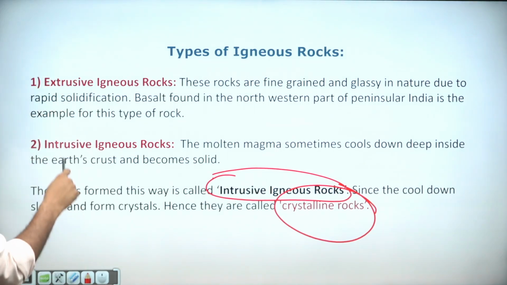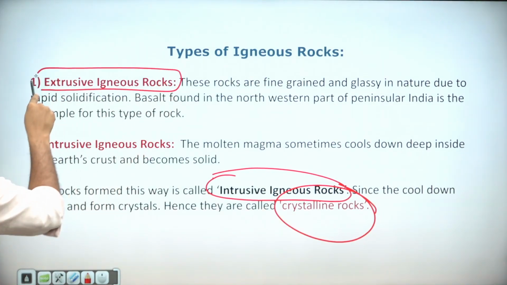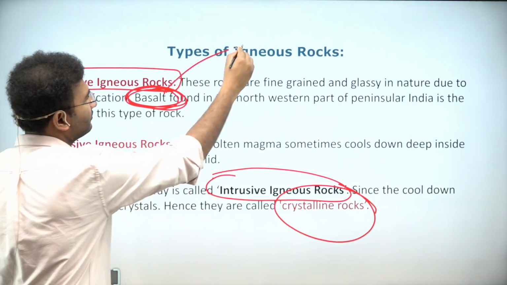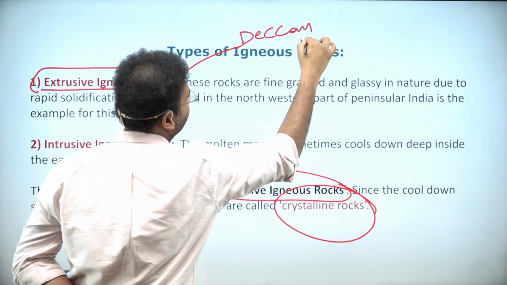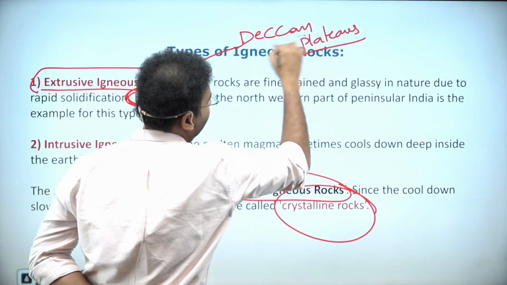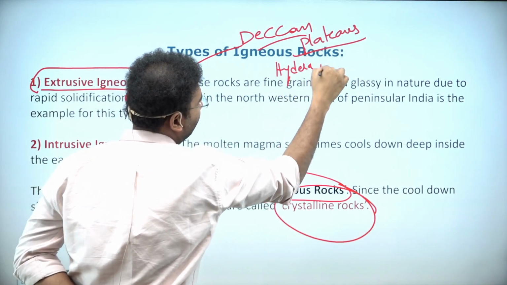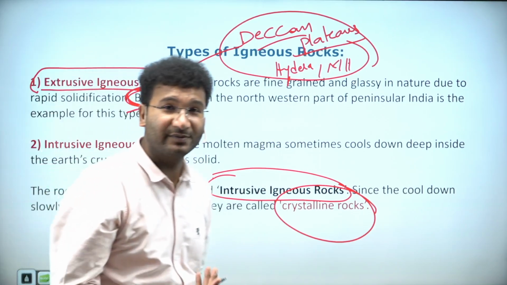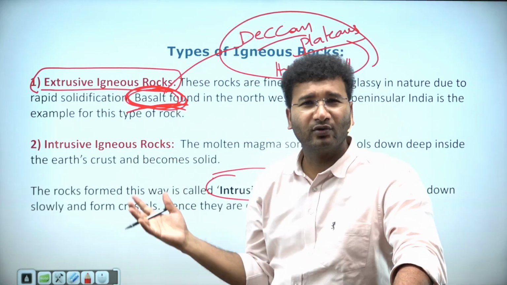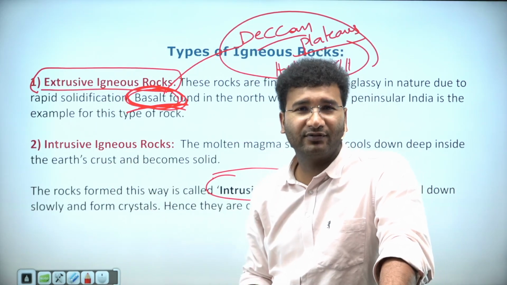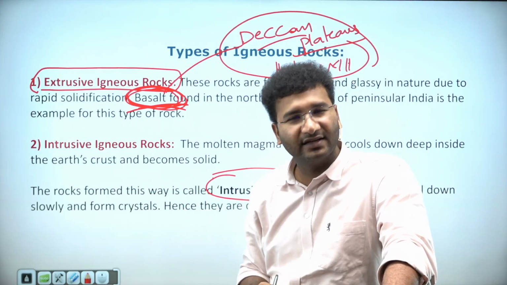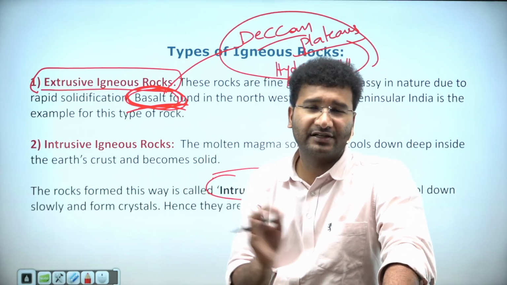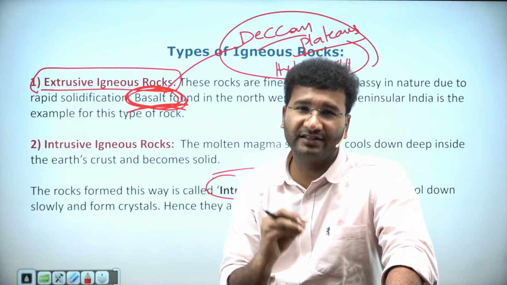Your extrusive igneous rocks, the best example is basalt. Now what is basalt? You go to the Deccan Plateau, which is the current Hyderabad, Maharashtra. This is the place where you will find this basaltic rock. Now you can ask me, sir, was there any volcano at that point of time when the Deccan Plateau formed? Yes, your Deccan Plateau, Karnataka Plateau, even the western part of Maharashtra is formed because of a volcano. Hyderabad is formed because of a volcano.